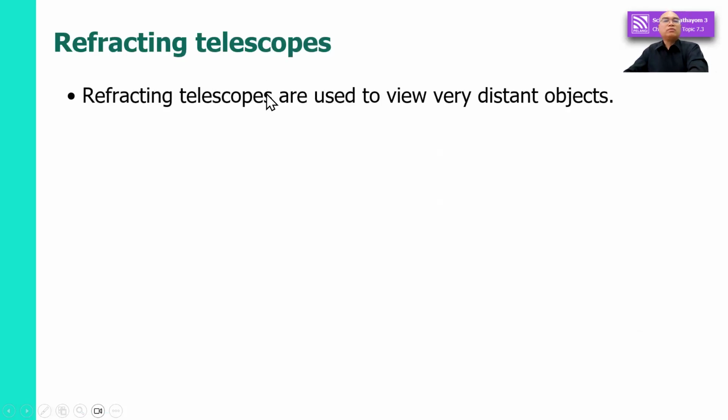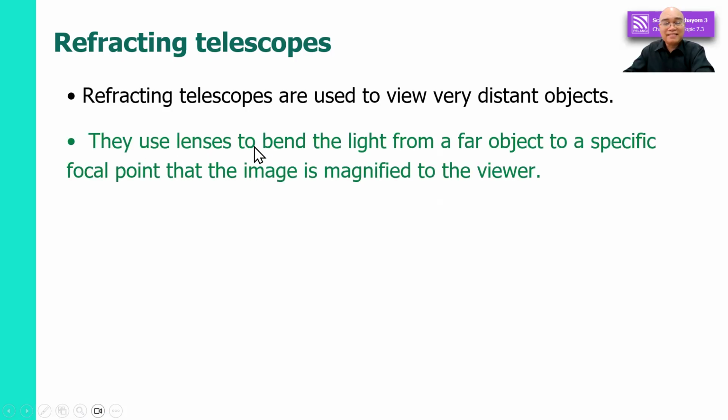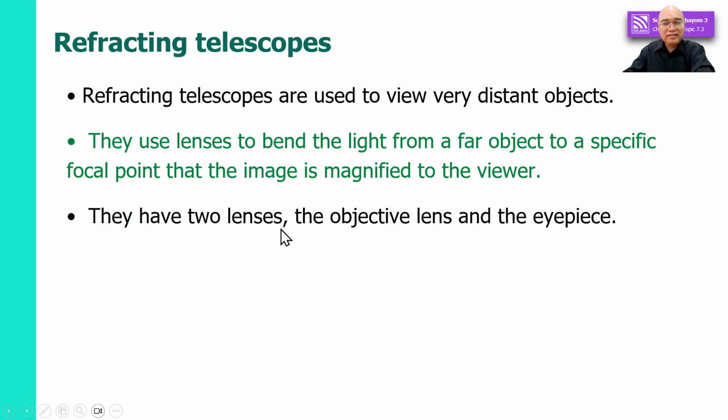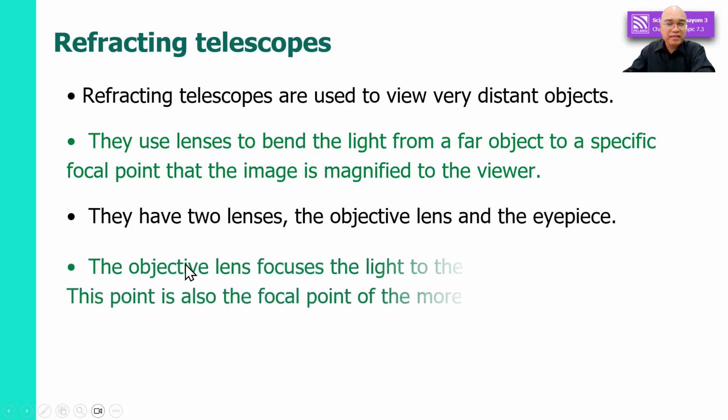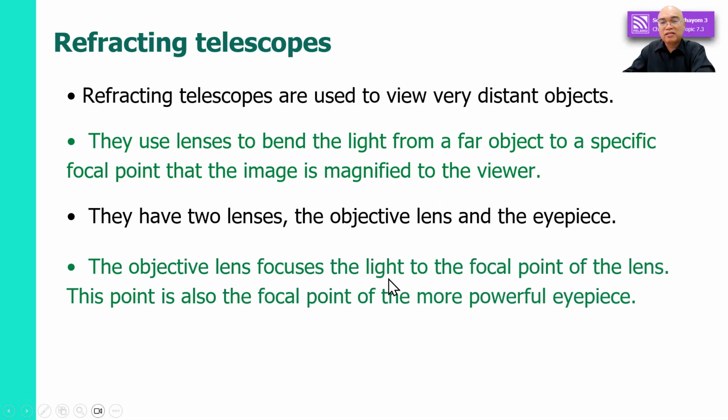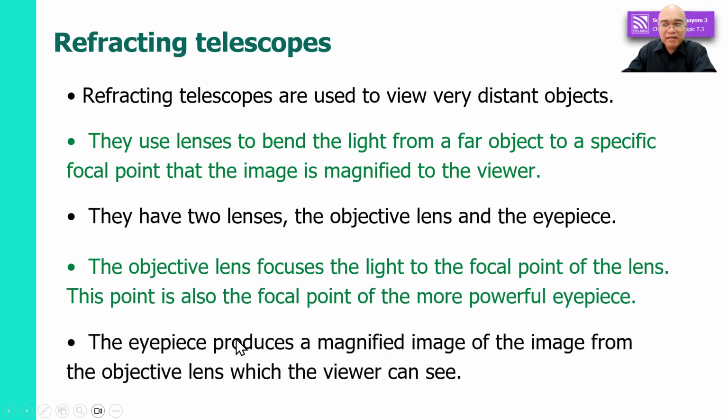Now, refracting telescopes. Refracting telescopes are used to view very distant objects. They use lenses to bend the light from a far object to a specific focal point so that the image is magnified to the viewer. They have two lenses, the objective lens and the eyepiece. The objective lens focuses the light to the focal point of the lens. This point is also the focal point of the more powerful eyepiece. The eyepiece produces a magnified image of the image from the objective lens, which the viewer can see.